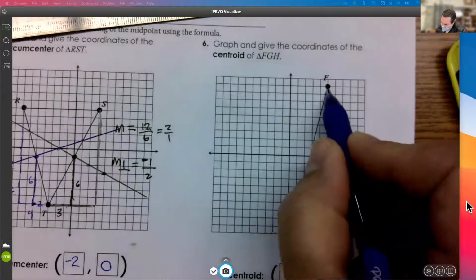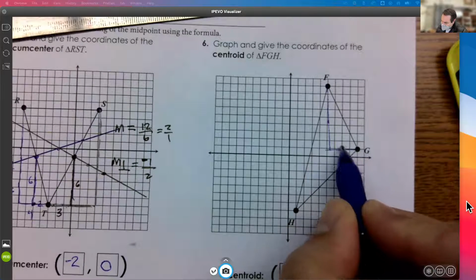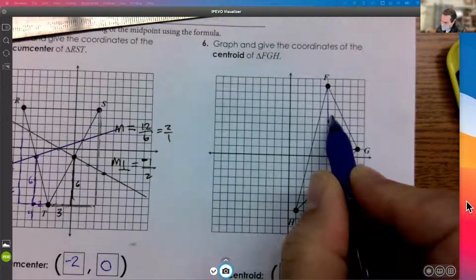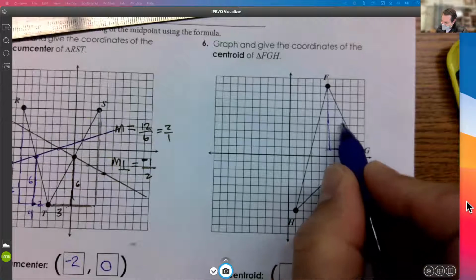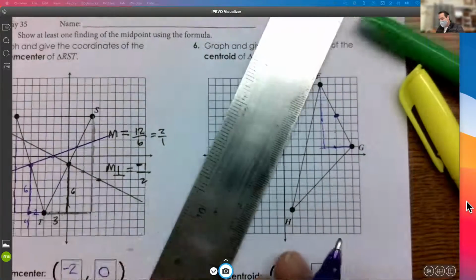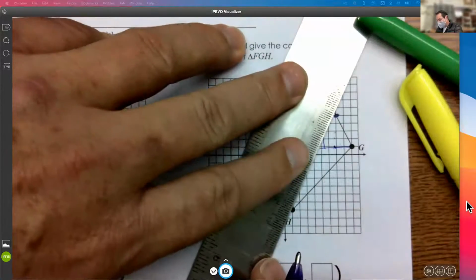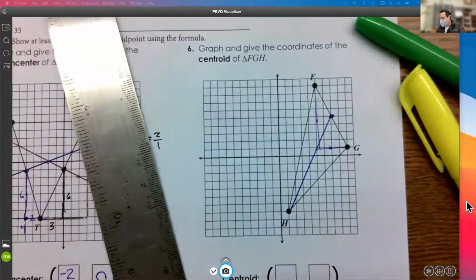So if I treat this as a slope triangle, 1, 2, 3, 4, so I go over half as much, 2, 1, 2, 3, 4, 5, 6, 7, 8, and go half as much, so up 4, 1, 2, 3, 4. That finds me that midpoint. And if I connect it to the opposite vertex, that gives me a median.